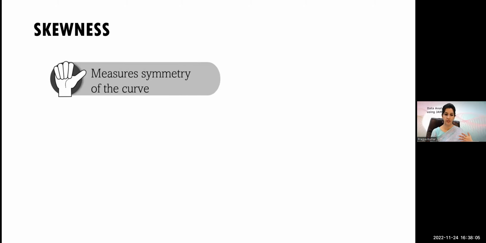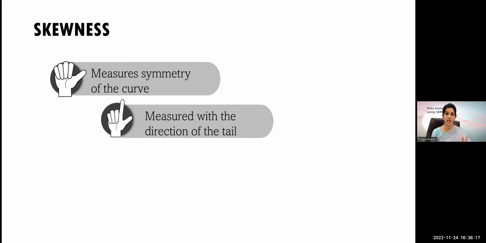So coming to the second way, that is skewness and kurtosis. What is skewness? Skewness is the horizontal symmetry. Skewness measures the symmetry of the curve. If the curve is symmetrical, the value of skewness is less. If the curve is not symmetrical, that means there is skewness.